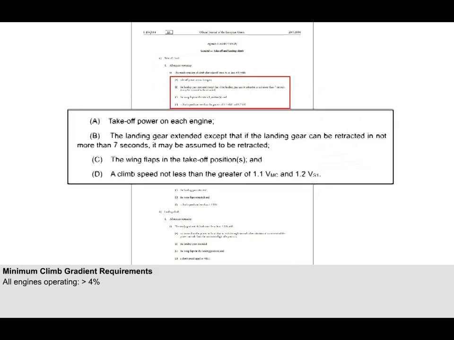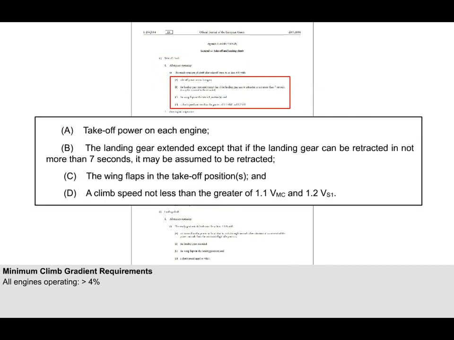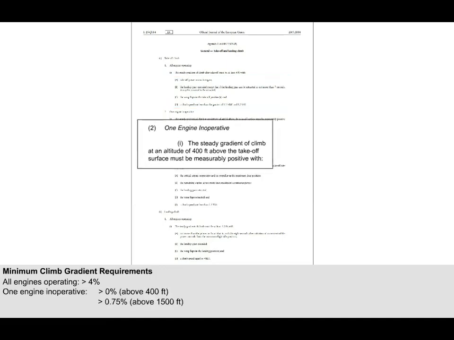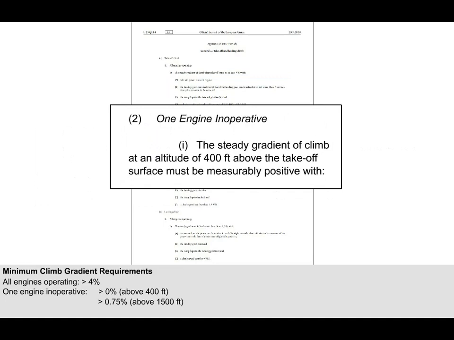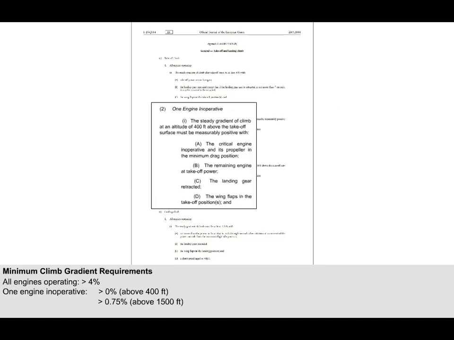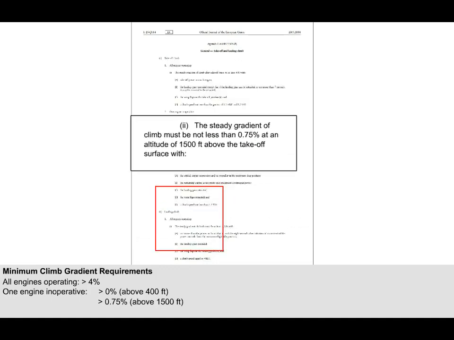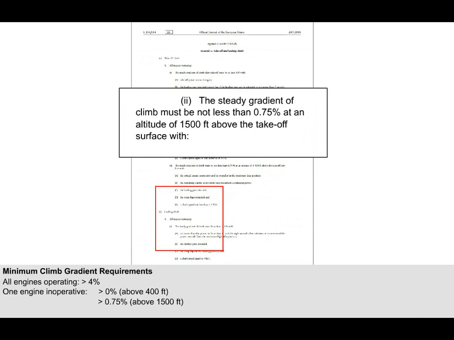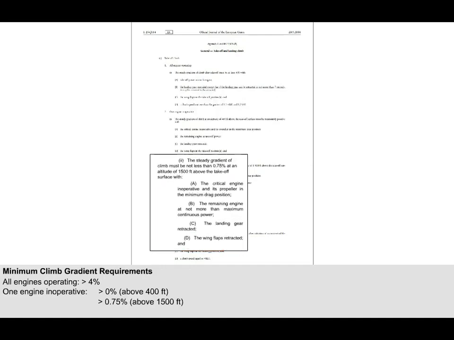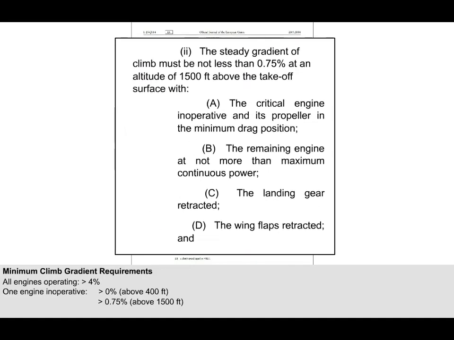The following special conditions have to be taken into account when demonstrating this gradient during certification. With one engine inoperative, the steady gradient of climb from an altitude of 400 feet above the takeoff surface must be measurably positive with these assumed conditions. From an altitude of 1500 feet above the takeoff surface, the steady gradient of climb must be not less than 0.75%, with these conditions assumed.